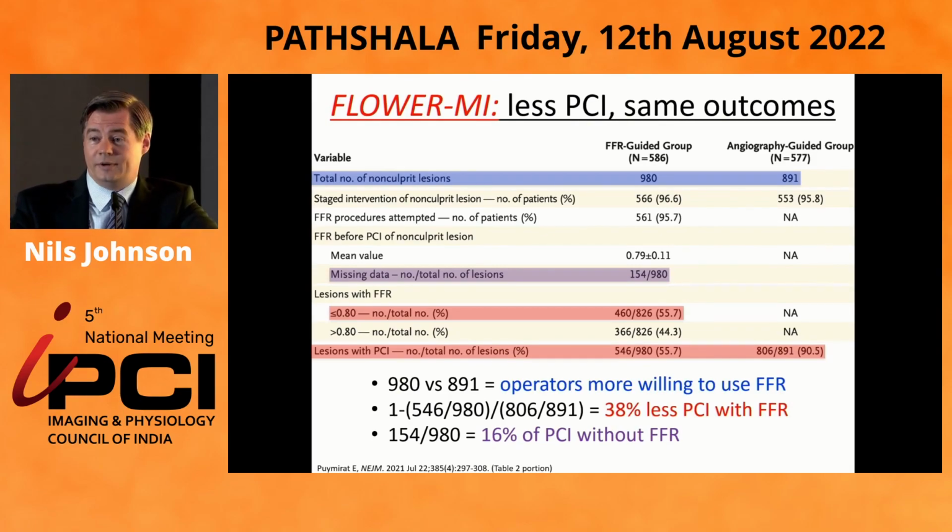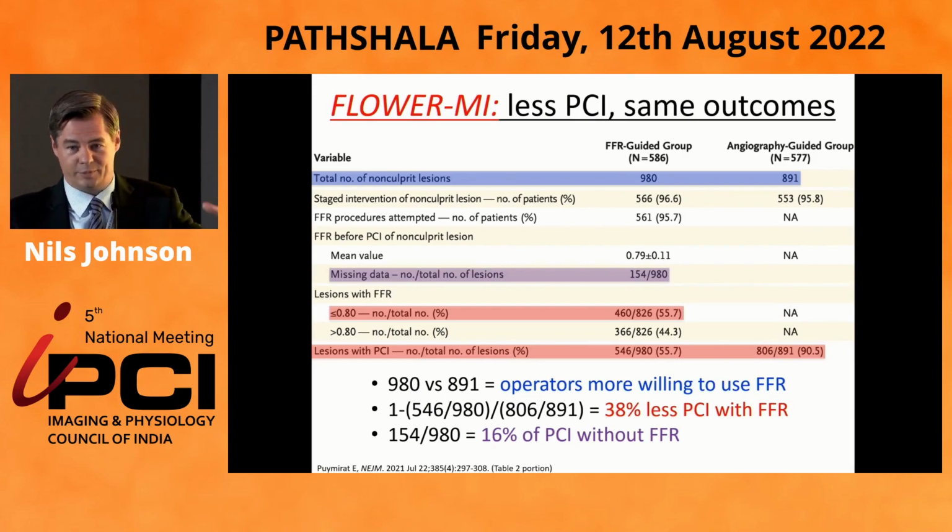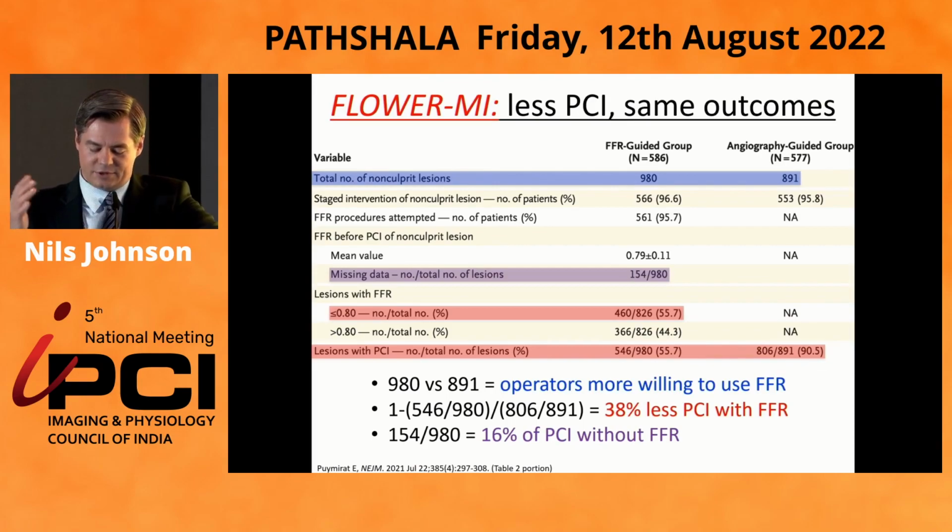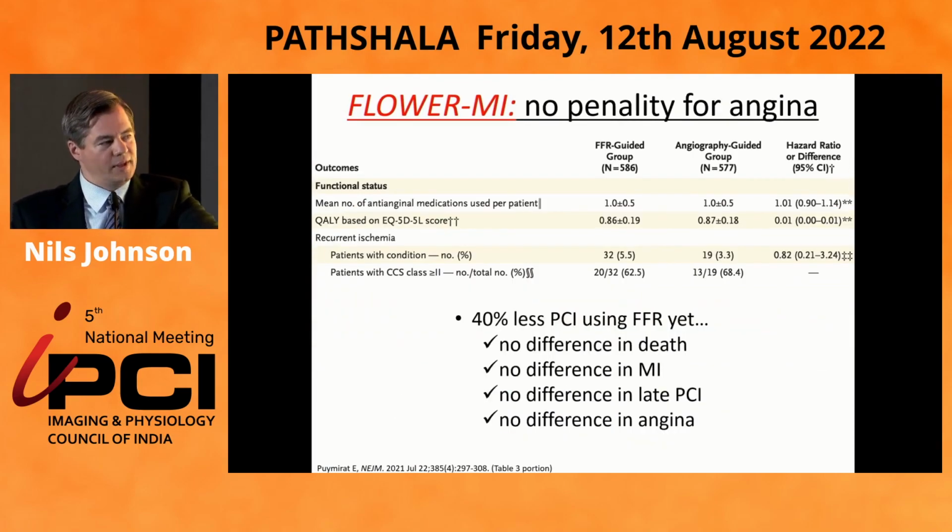As we see with all FFR trials, FFR reduces the amount of PCI. It takes it down by 40%, because as I mentioned, only 60% of lesions are FFR positive. And interestingly enough, in this trial, about 15% of all non-culprit PCI, even in the FFR arm, was done without FFR guidance. So a large number of lesions simply didn't follow the protocol.